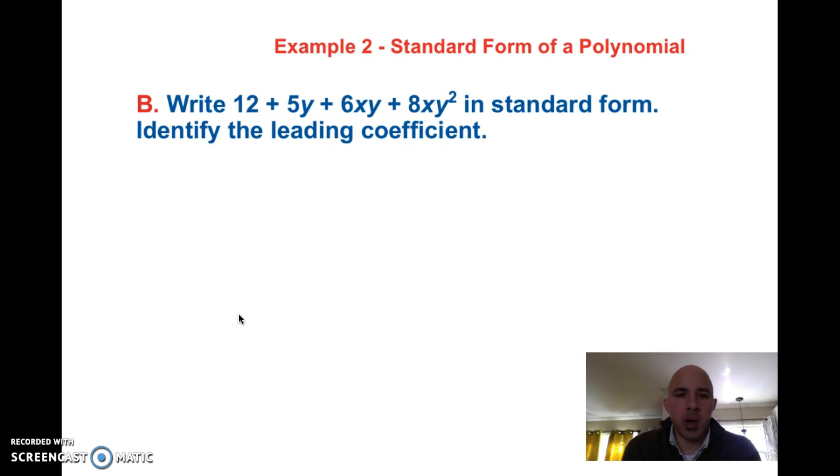Welcome back. This is example 2. We want to write 12 plus 5y plus 6xy plus 8xy squared in standard form, and we want to identify the leading coefficient. The first thing I want to do in this problem is locate all the degrees of the polynomial. This is a degree of 0. This is a degree of 1. This is a degree of 1. And this is a degree of 2.